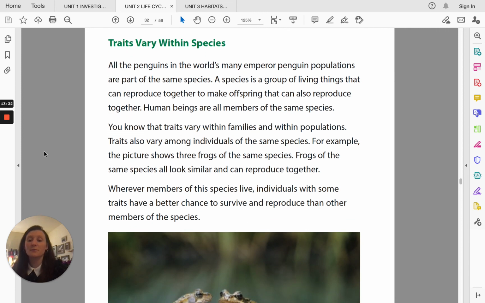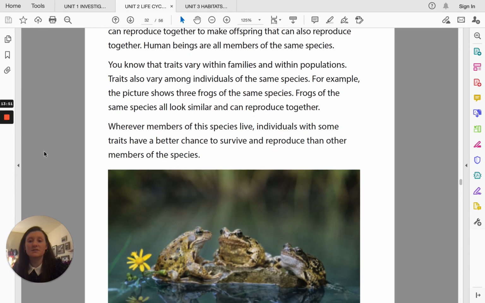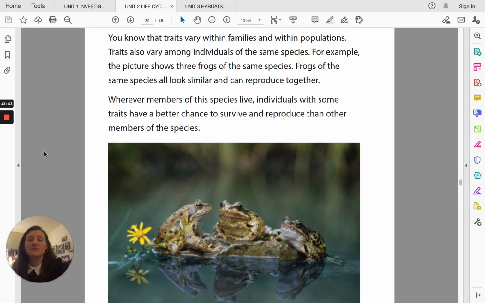Traits vary within species. All the penguins in the world's many emperor penguin populations are part of the same species. A species is a group of living things that can reproduce together to make offspring that can also reproduce together. Human beings are all members of the same species. You know that traits vary within families and within populations. Traits also vary among individuals of the same species.